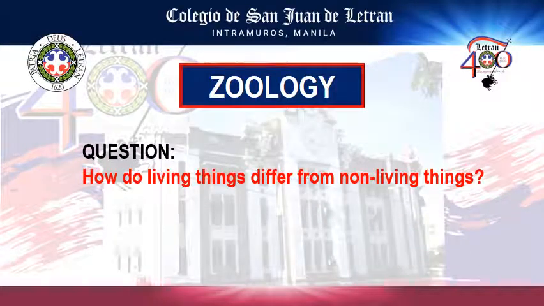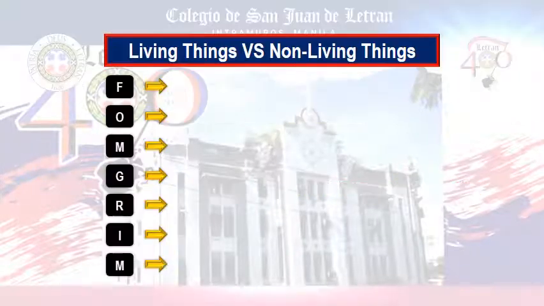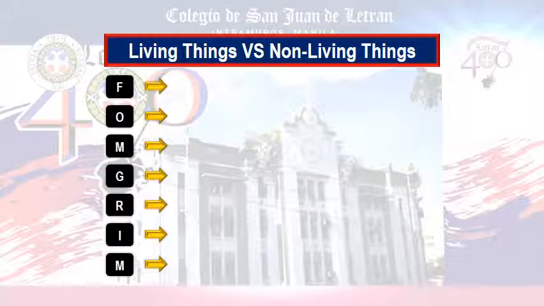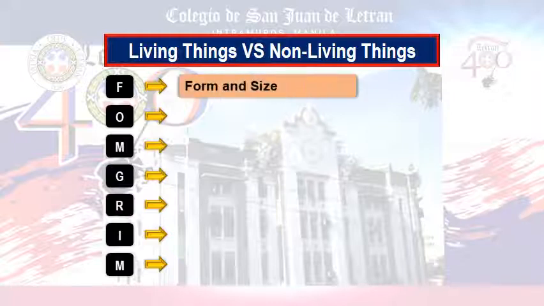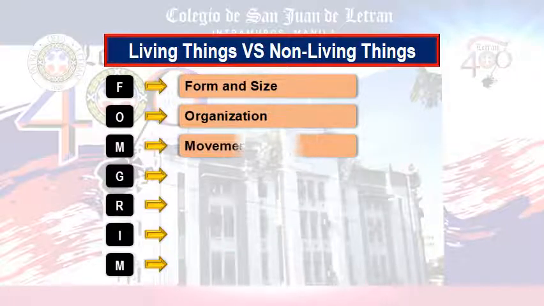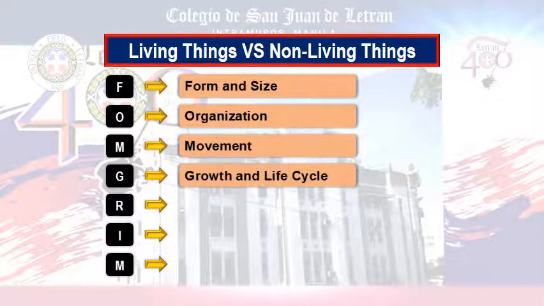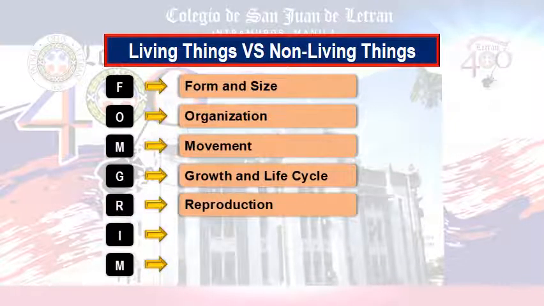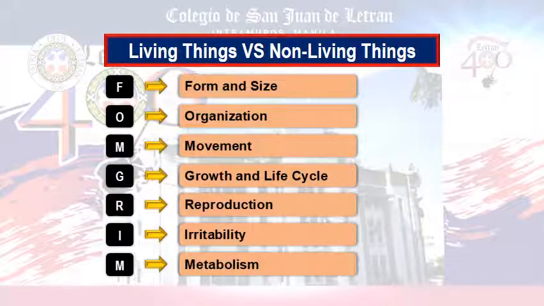Question: how do living things differ from non-living things? This can be answered by comparing and contrasting living things to non-living things. Just remember the acronym FORM-GRIM. F stands for form and size, O stands for organization, M stands for movement, G stands for growth and life cycle, R stands for reproductive, I stands for irritability, and lastly, M stands for metabolism.